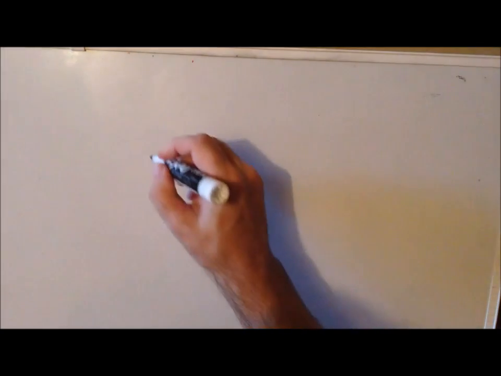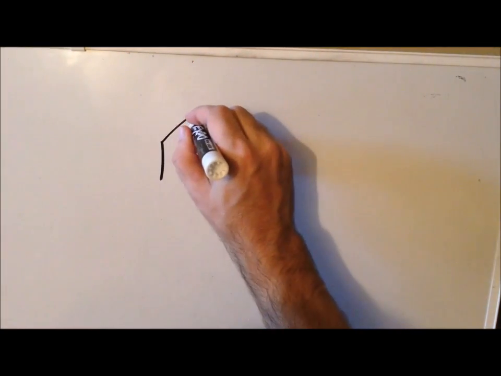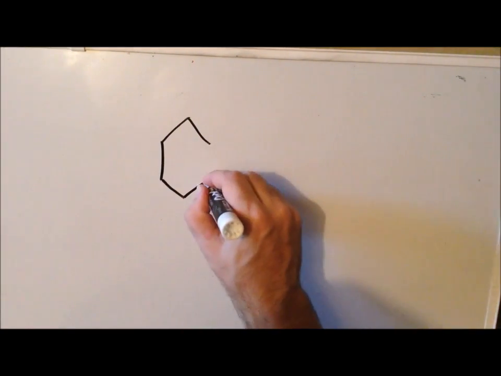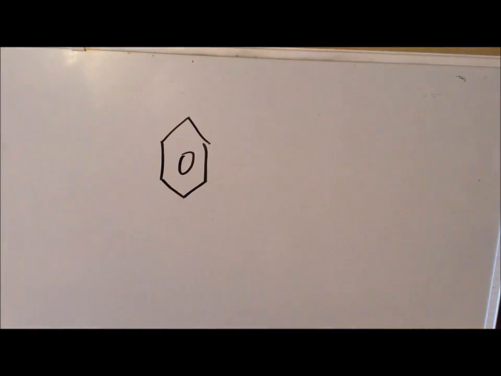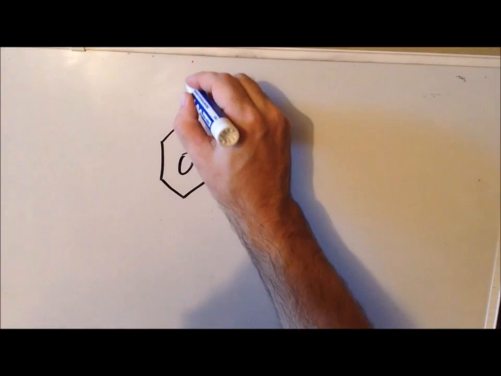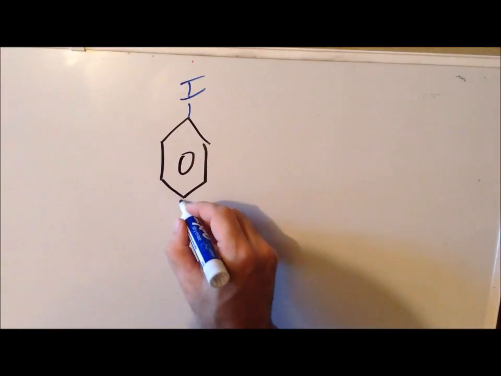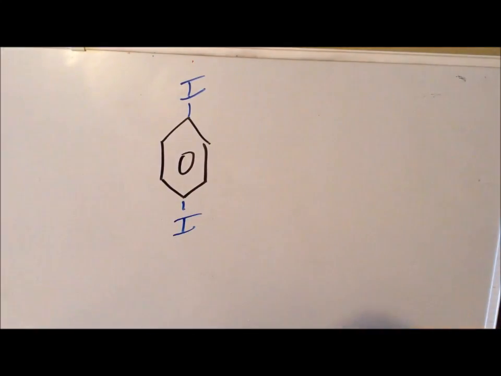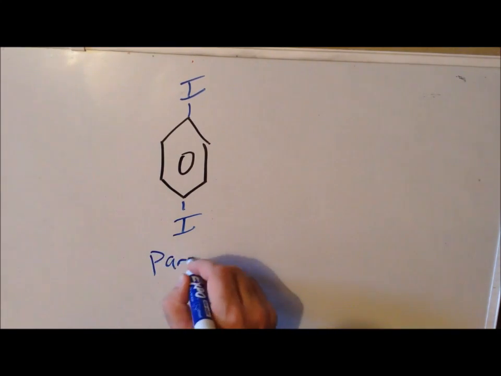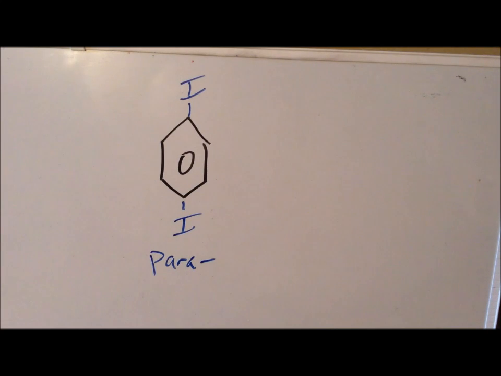Arrange our unsubstituted benzene at first, and we're going to disubstitute it with iodine. In this particular case, we now have the para substitution. So this is para-diiodobenzene, or 1,4-diiodobenzene.